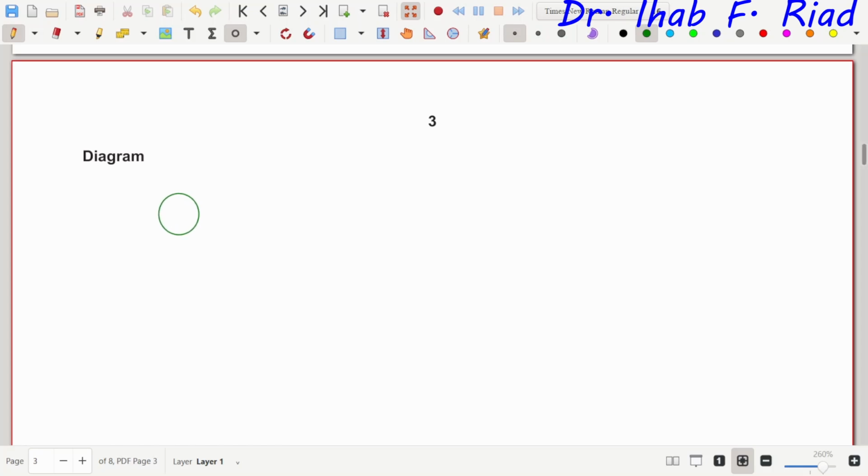This is the pulley. We have a wire, and two identical beakers, each with a mass m. We have our surface over here. To measure the height h, we are going to use a meter ruler, perpendicular.